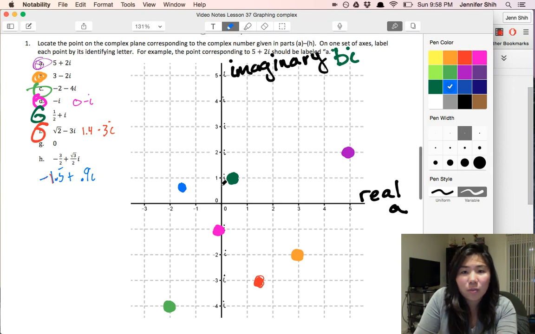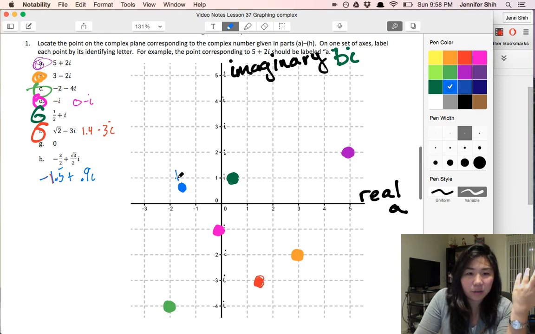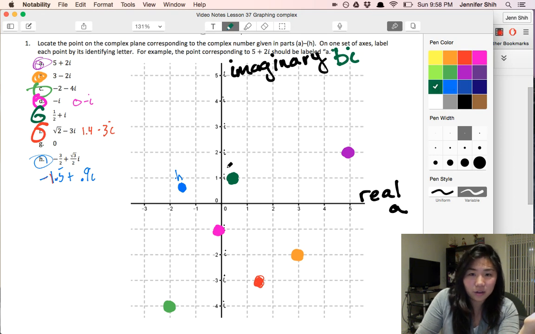So pat yourself on the back. We labeled each point. I guess we didn't label it by the letter, but you could go back and label everything, but we kind of color coordinated it. So for you, if you're not working with colors, just go ahead and fill in the letter that goes with each coordinate so that you know.